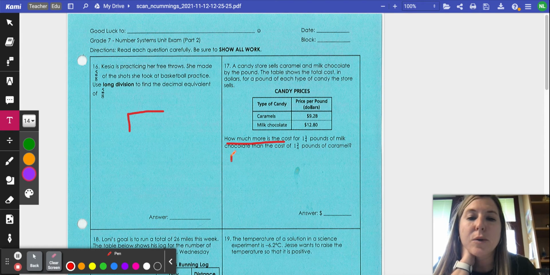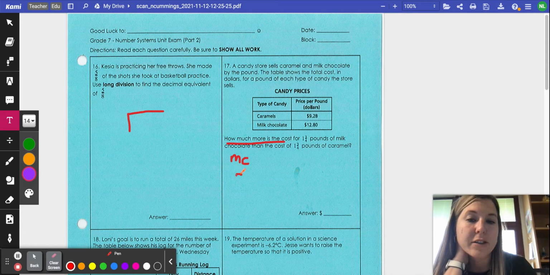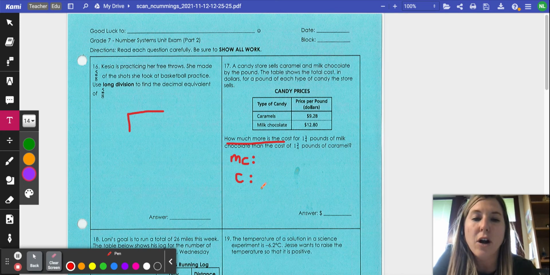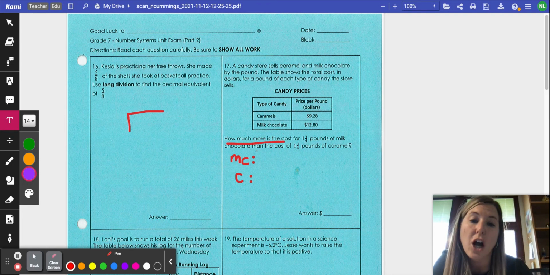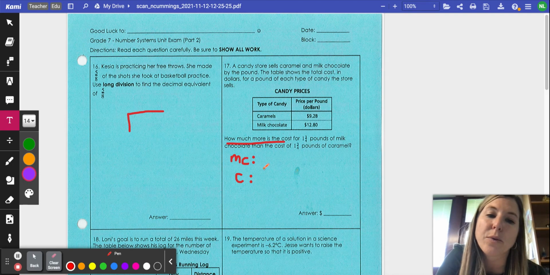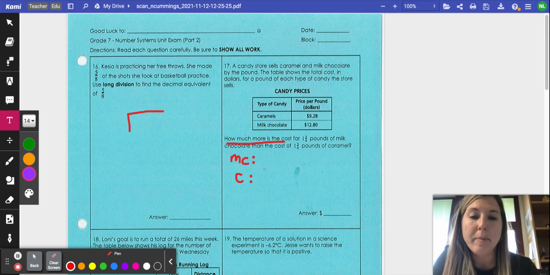So if I were you, I would kind of set this up on your paper to organize it in a way that's easy for you to read and understand. You're going to have to calculate the amount for the milk chocolate, calculate the amount for the caramel, and then the question is asking how much more is the cost for 1 3/4 pounds of milk chocolate than the cost for 1 3/4 pounds of caramel. Remember, whatever you put in your calculator, you have to write on your paper. Then don't forget to put your answer on the line.